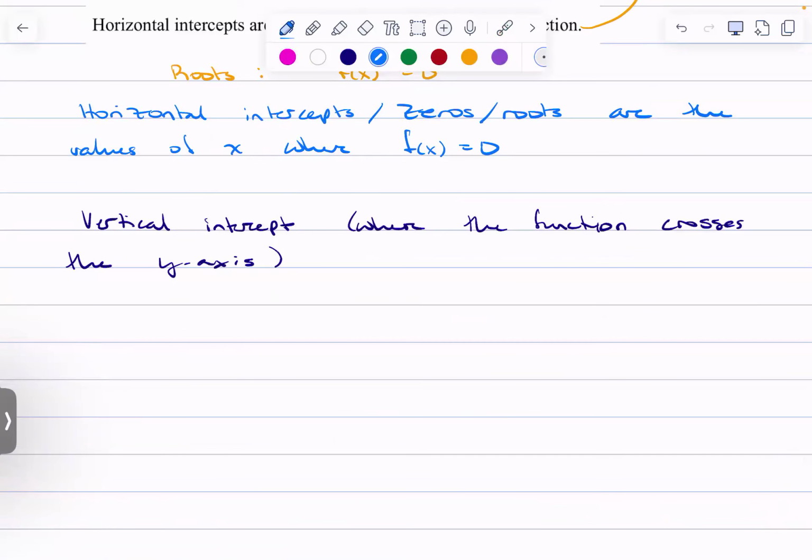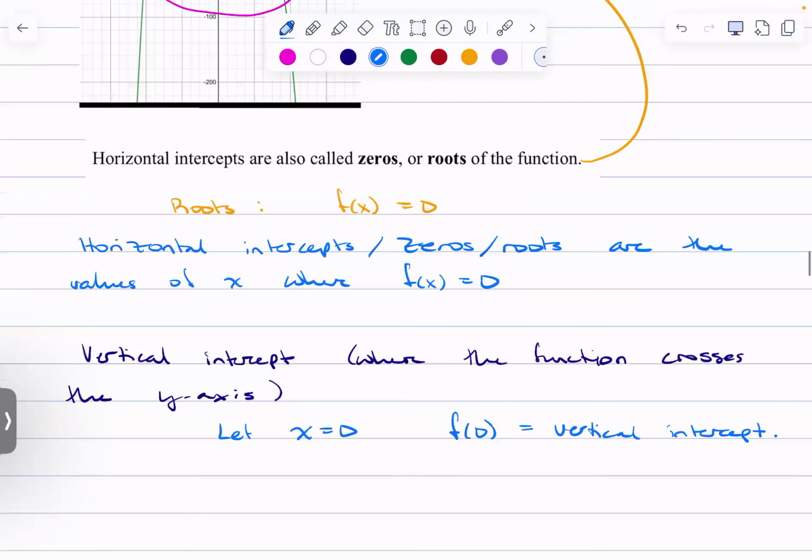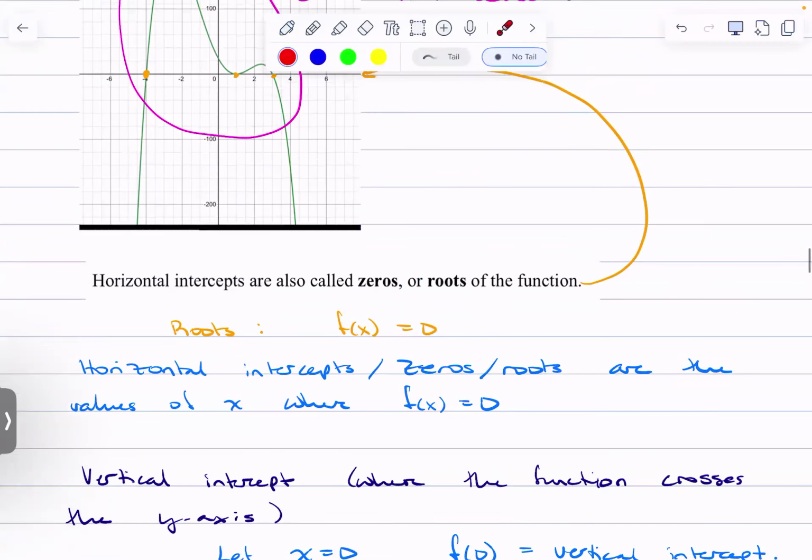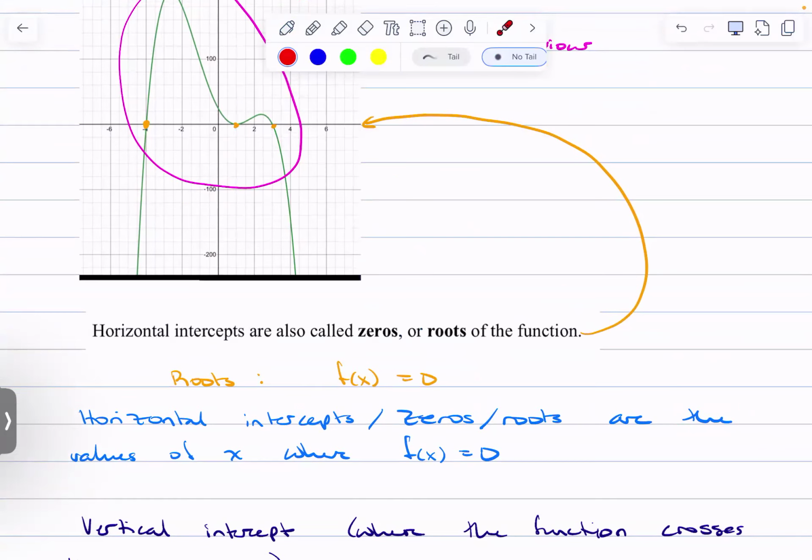And so let x equal 0. f of 0 is the vertical intercept. And like I said, in order for it to pass the vertical line test, it can only cross the y-axis at one point. And so there will only be one solution, whereas these roots or the horizontal intercepts, we can see that we're allowed to cross at multiple points.